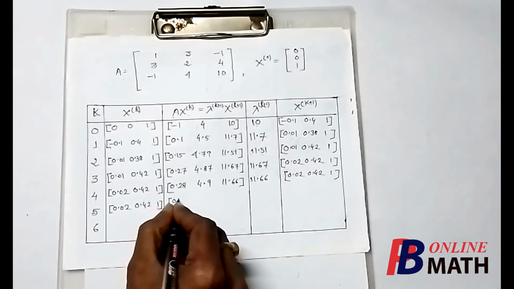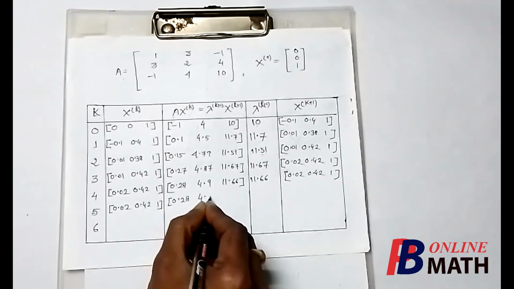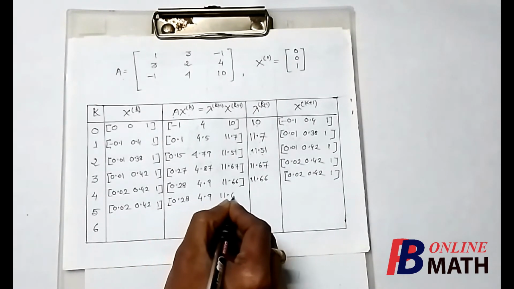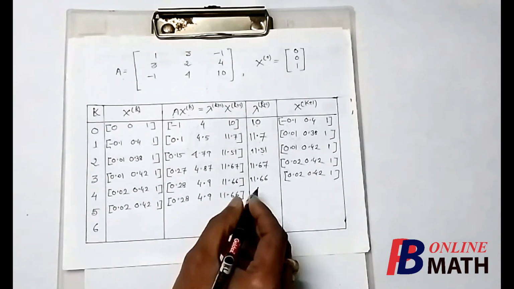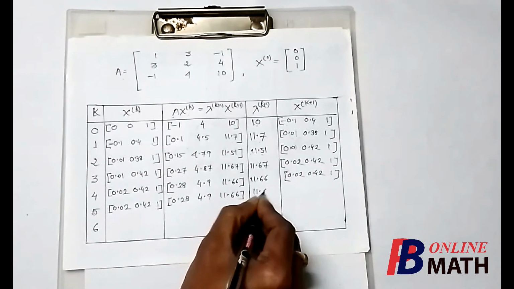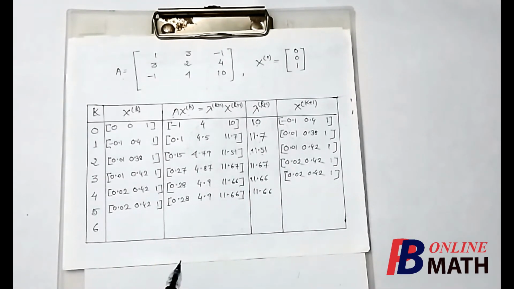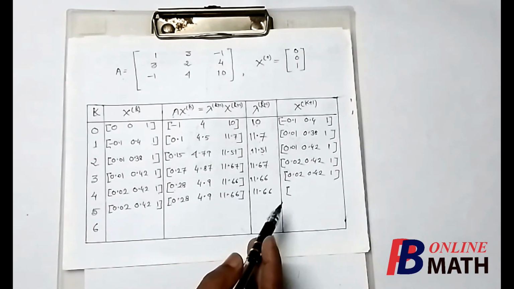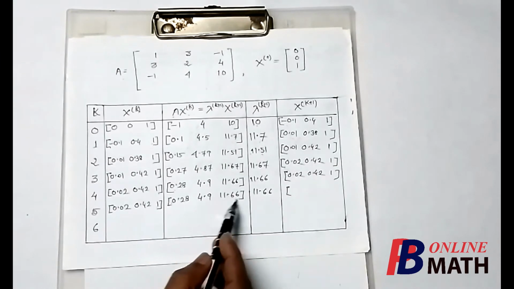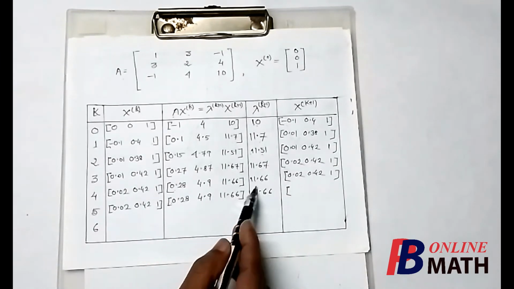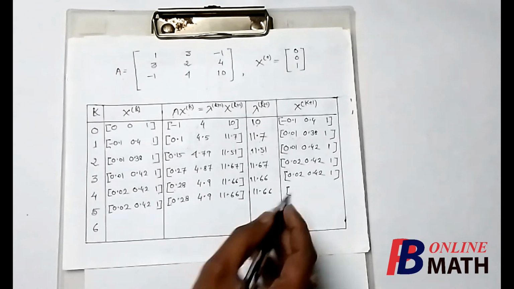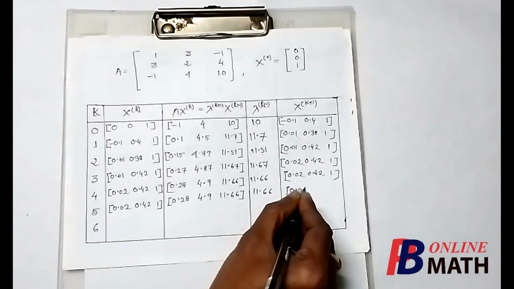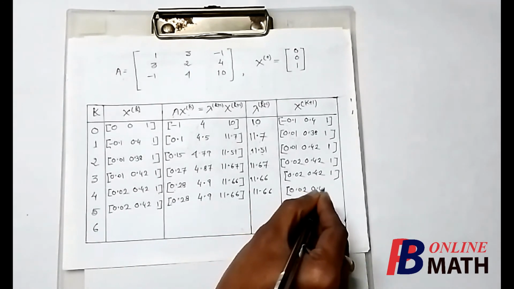Which are 0.28, 4.9 and 11.66, where this 11.66 is the next approximation of the eigenvalue. Now the corresponding eigenvector can be found if we divide this column vector by this eigenvalue 11.66. So we shall get 0.02, 0.42 and 1.